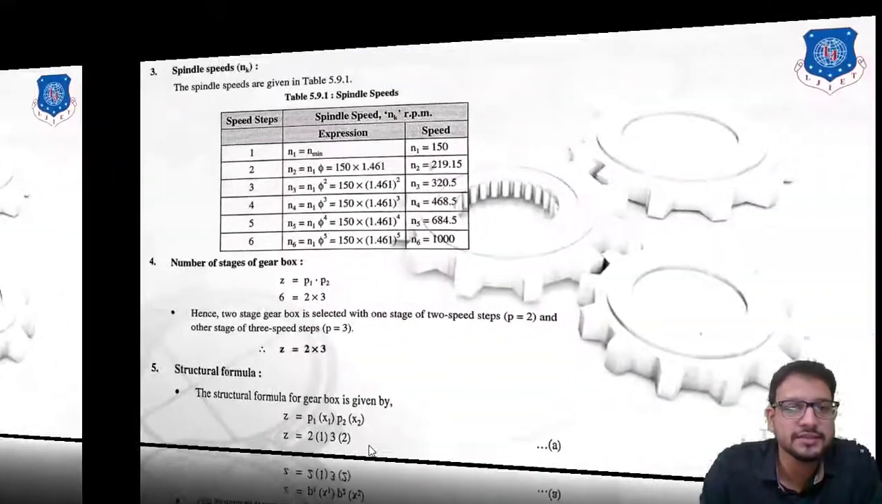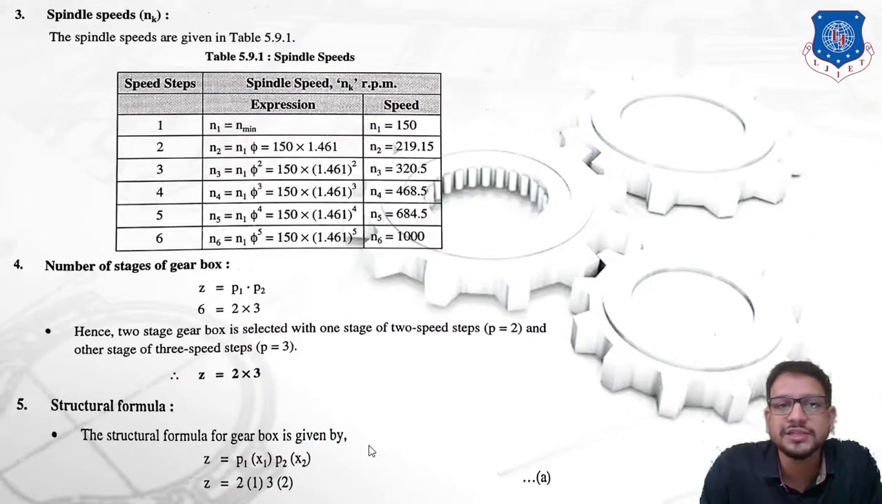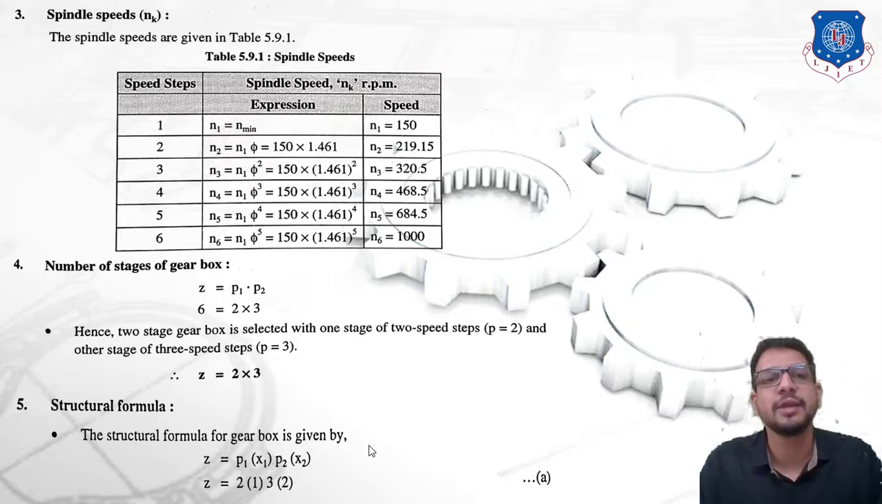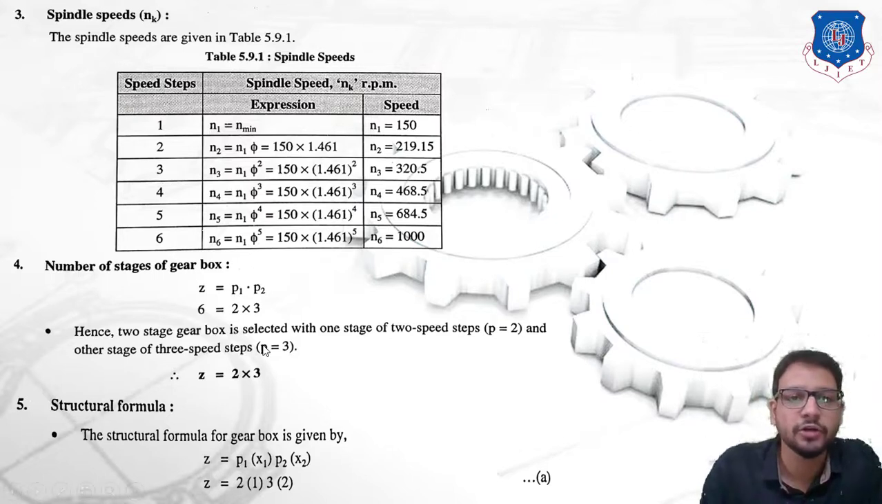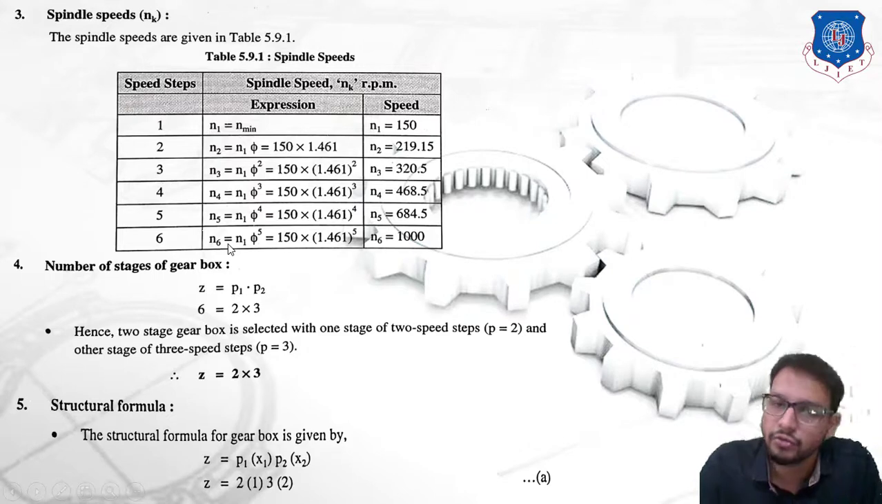Now let us proceed further. Let us see the next step. We need to list out all the spindle speeds ranging from N minimum to N maximum. You can see I have drawn a table over here representing 6 spindle speeds. N1 is equal to N minimum, which is equal to 150 rpm given in the data. N2 is equal to N1 times phi, which equals 219.15, and so on. N3, N4, N5, N6. You clearly know the formula using the geometric progression technique. N6 will be equal to N1 times phi raised to 5, or you can even find N6 by using our normal formula, that is N6 is equal to N5 into phi.